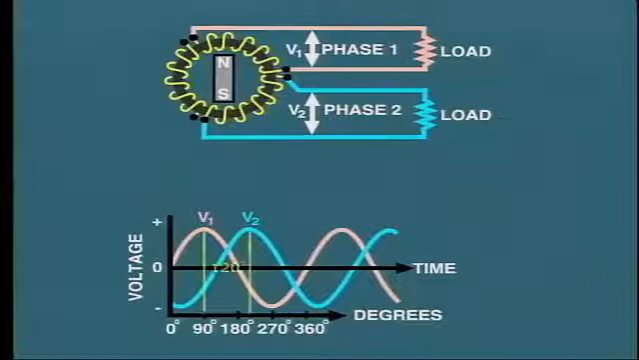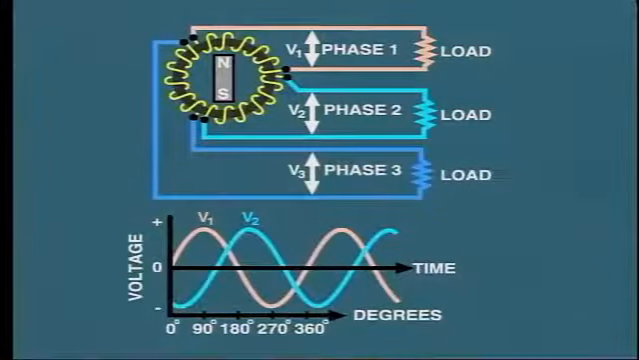In fact, the voltage cycle of phase 2 is 120 degrees behind phase 1. That is a time lag of 5.5 milliseconds on a 60 hertz system. In a similar fashion, we can utilize a third stator winding, which is placed yet another 120 degrees, that is a total of 240 degrees from phase 1.